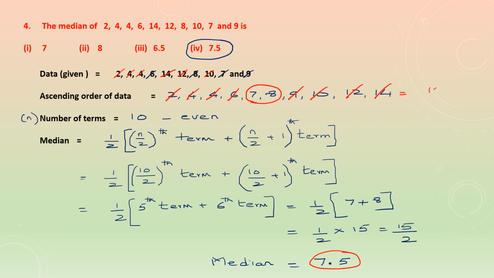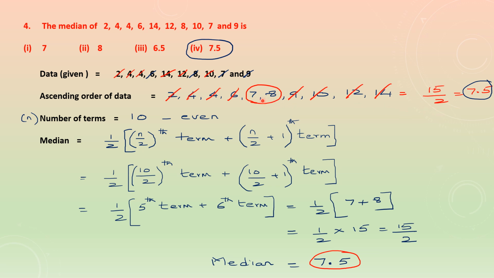7 plus 8 is 15. Divided by 2, we get 7.5. This is the easier way of doing it. But if you're expected to use the formula, you have to do this method. Otherwise, it's just crossing it out and reaching the middle term. And if it is an even number, you divide it by 2.